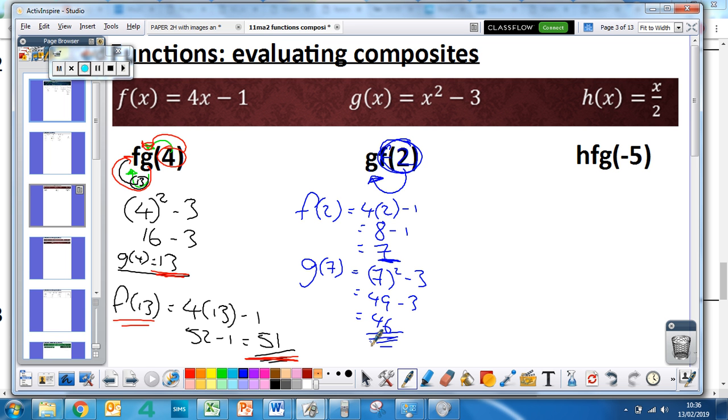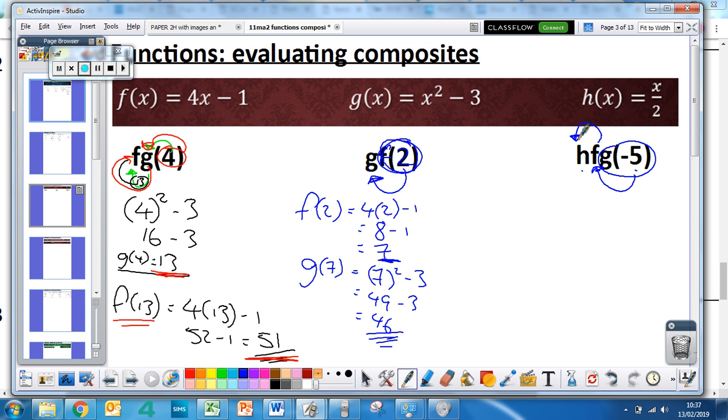Whilst we're in the world of numbers though, let's look at h of f of g of negative 5. Three layers to this composite function. Starting here, the first thing we will do is g of negative 5. That will give us an answer, which we will put into the function f, which will give us an answer, which we will put into the function h, which will then give us our final answer. Three steps along the way.